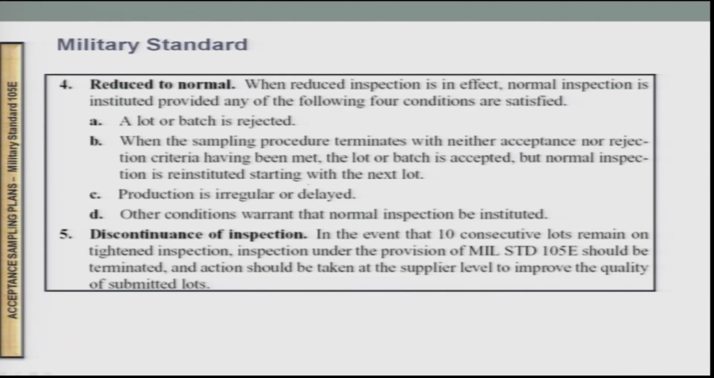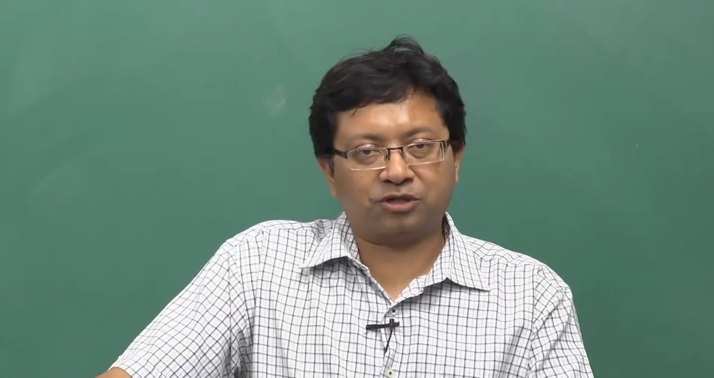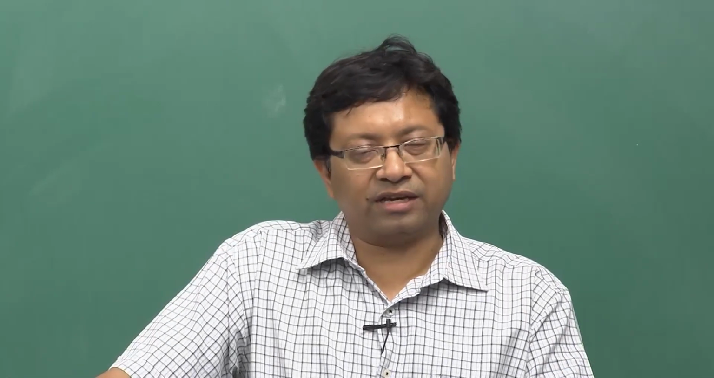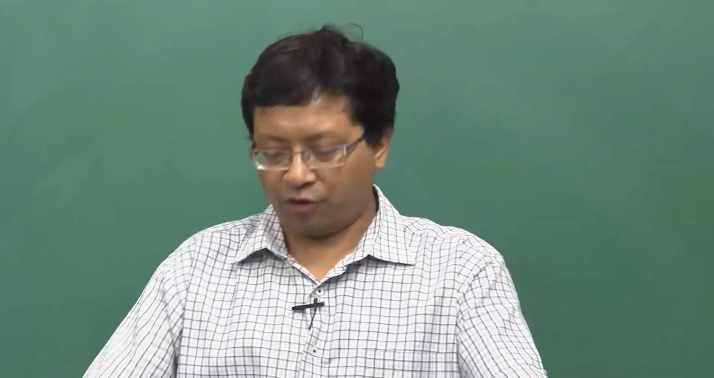Inspection under the provisions of the military standard codes should be terminated, and action should be taken at the supplier's end to improve the quality of the products which they are supplying to the military, because the military needed absolutely zero error objects or materials or products. So, obviously, the standards were based on that, and they were very strict, laid down very open norms based on which the supplier, once he or she agrees, those procedures had to be followed.